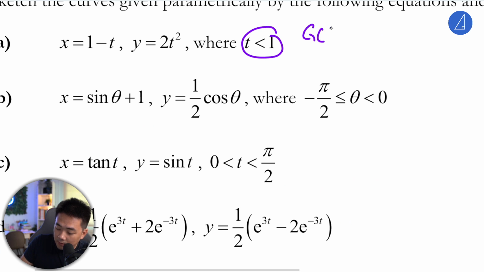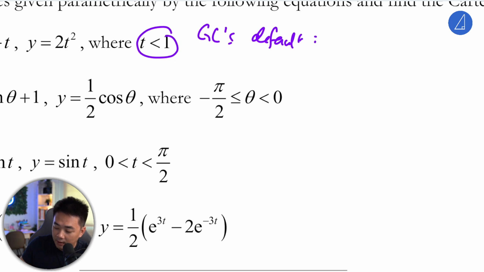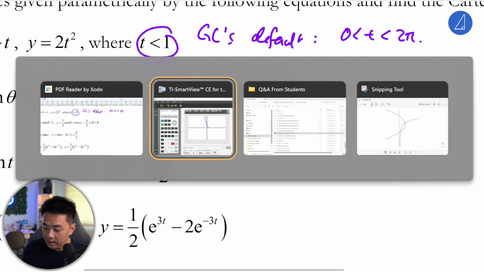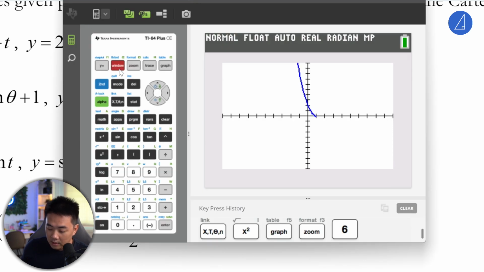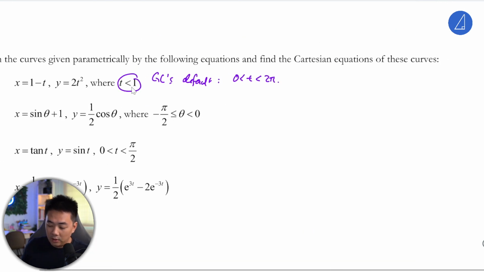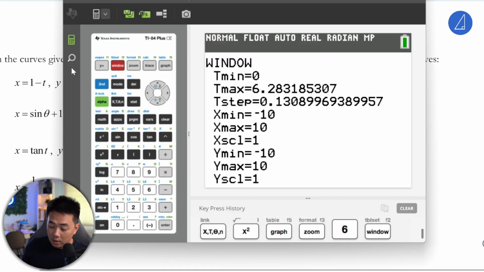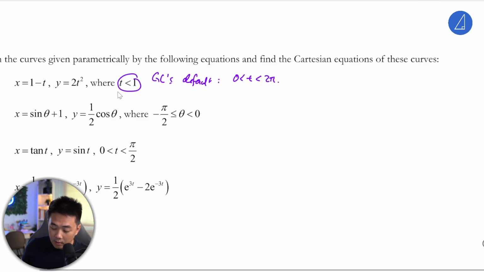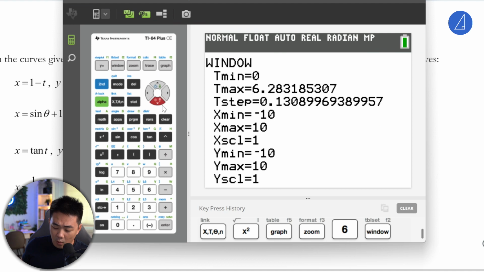The thing about parametric equations is that the calculator's default range for t is, I think, 0 to 2 pi, if I'm not mistaken. You can see this in the window settings: 0 to 2 pi, and the maximum is 2 pi. So what we need to change this to is t less than 1, not 0 to 2 pi. So t max would be 1.